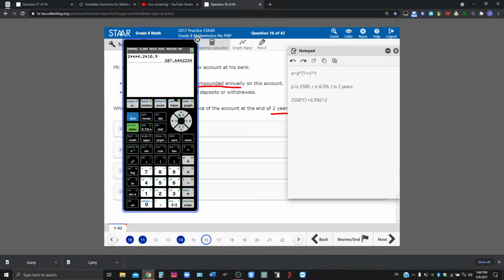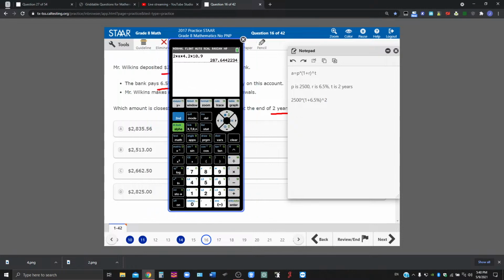And here we can also use the embedded calculator. 2,500 times parentheses, that's above 8, 1 plus 6.5%. Here you should know that this calculator does not have a percent sign. So if you need a percent, you will need to divide it by 100 and make it 0.065. The TI Inspire does have a percent sign, but this one does not, right? And the power, this is the power button, the same button as pi.